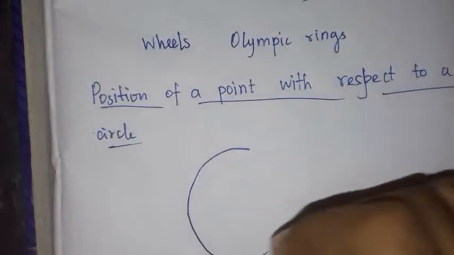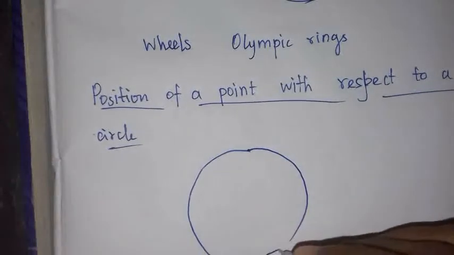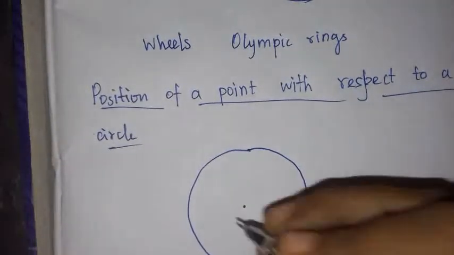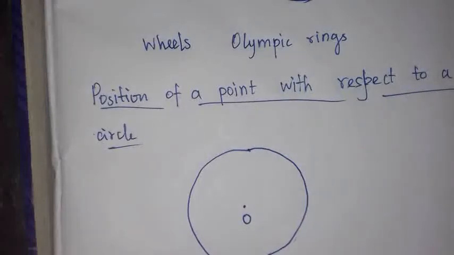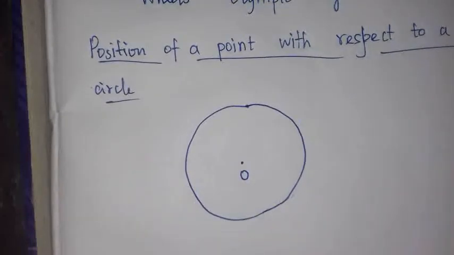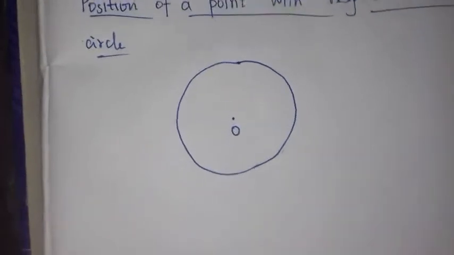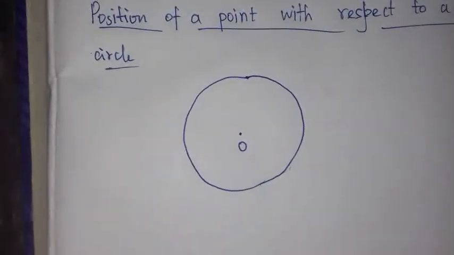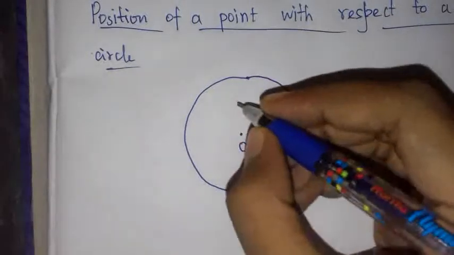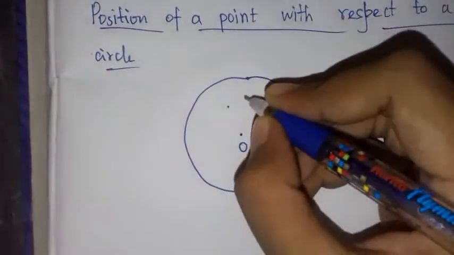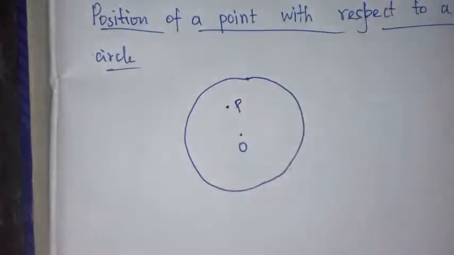Now this is a circle. What is this? This is the center of the circle. How will we mark the center? We will mark it as O. Then we are going to mark a point on the circle, outside the circle and inside the circle. In 3 ways we are going to mark a point. First let's mark this point inside the circle as P.